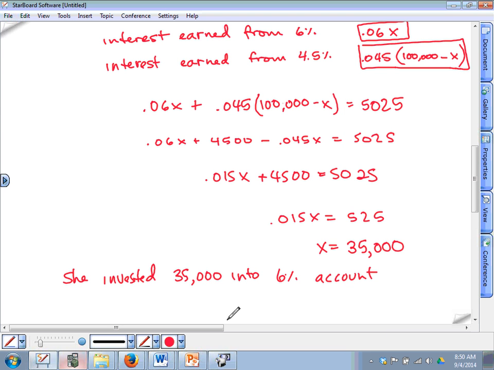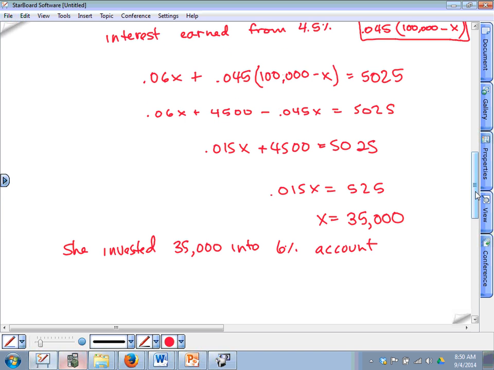So if she invested 35,000 into 6% and she only had 100,000 to begin with, how much has she invested into the 4.5%? 65,000. This is not, at least in my mind, wise investing. But anyway, she had 100,000 to begin with, right? And she invested 35,000 of it into the 6%. So that leaves 65,000 to invest in the other one. Does that make sense? All right.